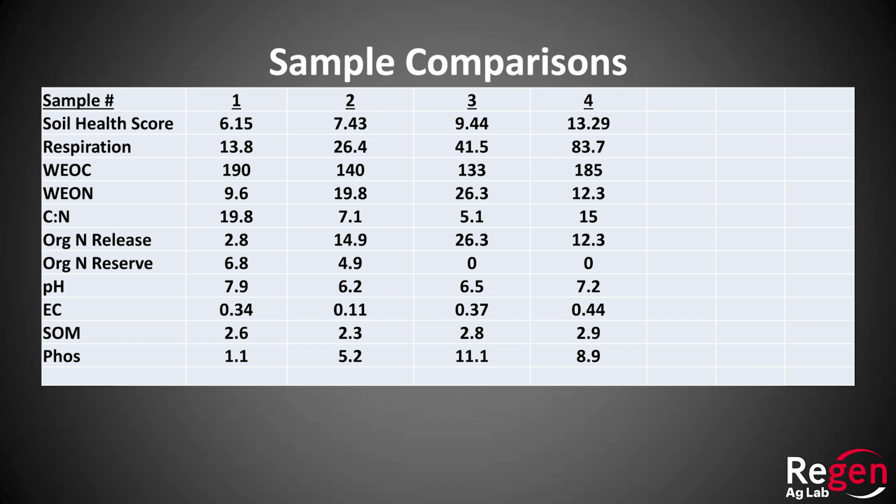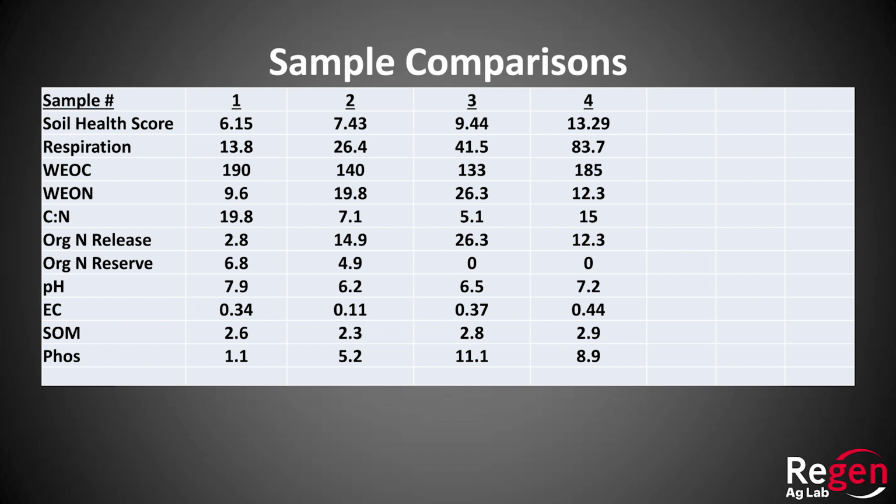Matter of fact, my carbon to nitrogen ratio is 19.8. I got a lot of carbon. You'll notice the implication of that low soil score. My organic nitrogen release is 2.8 parts per million, which is 5 or 6 pounds to the acre. Not even hardly worth messing with, because most applications you can't even get down to that kind of level. The reserve is closer to 15 pounds. pH is 7.9.